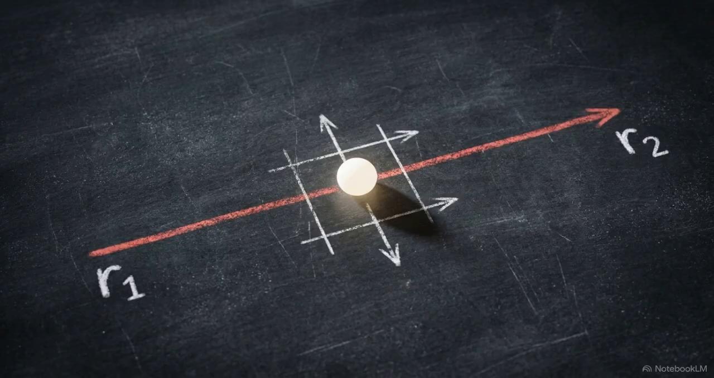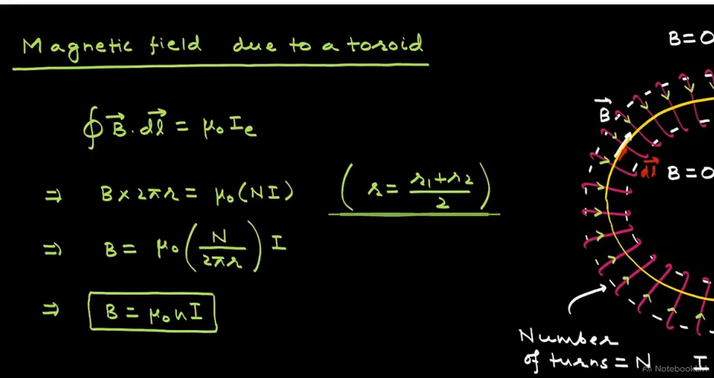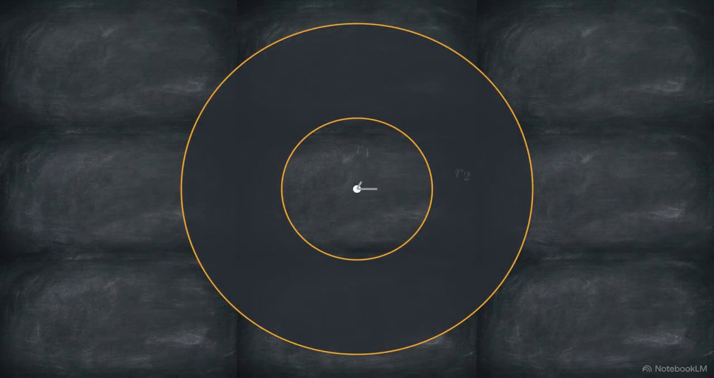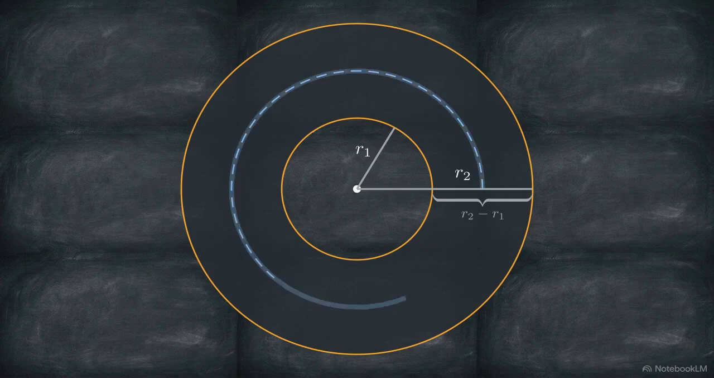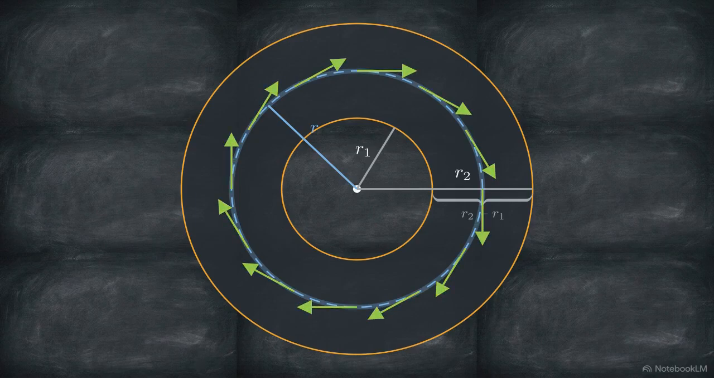The placement of this radius is mathematically precise. According to the definition on the board, r equals (R1 plus R2) divided by 2. This places the loop exactly halfway between the inner and outer edges of the coil. Centering the loop within the symmetrical core ensures the magnetic field strength is uniform across the entire path.